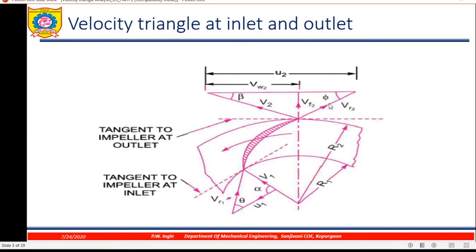U2, V2 and VR2 complete the velocity triangle. And now V2 will have two components. What are those? VW2 and VF2. So this is a tangent to the impeller at outlet and this is a tangent to the impeller at inlet. This is R1 and this is R2. So the work is just the reverse of the turbine.